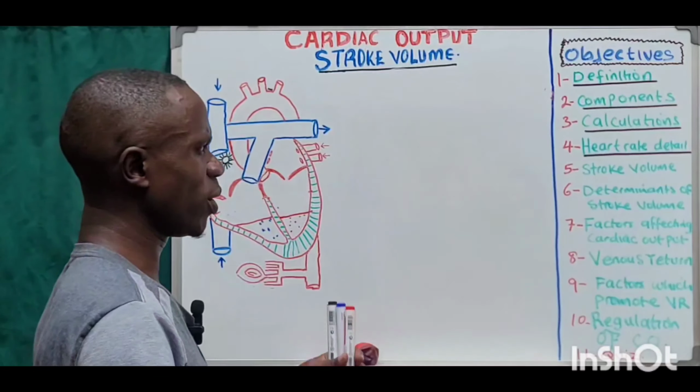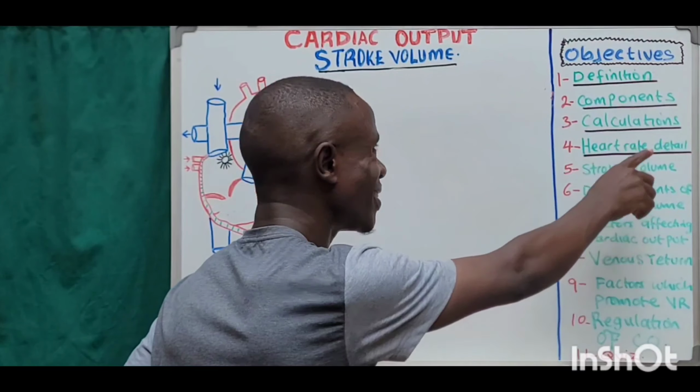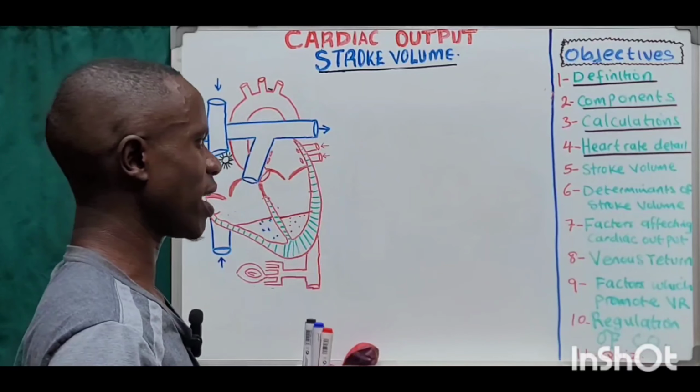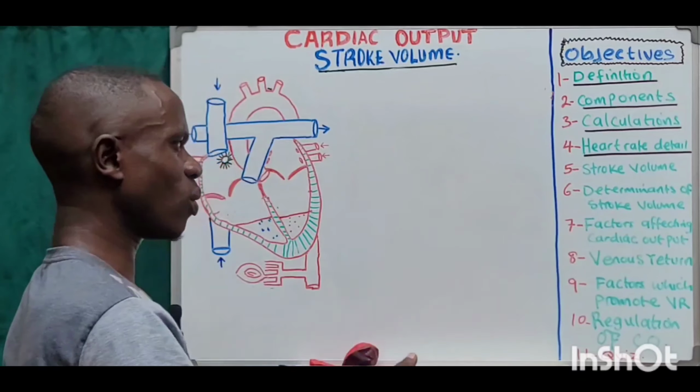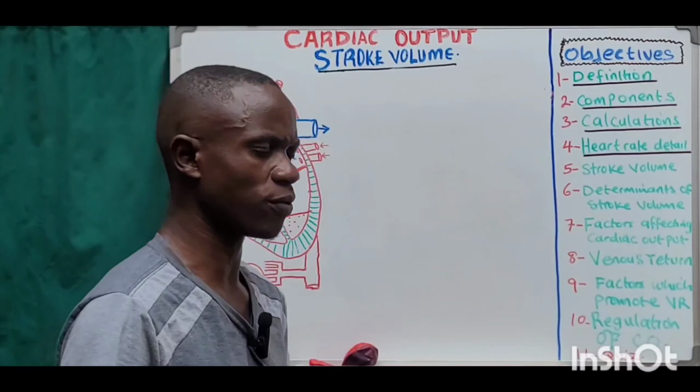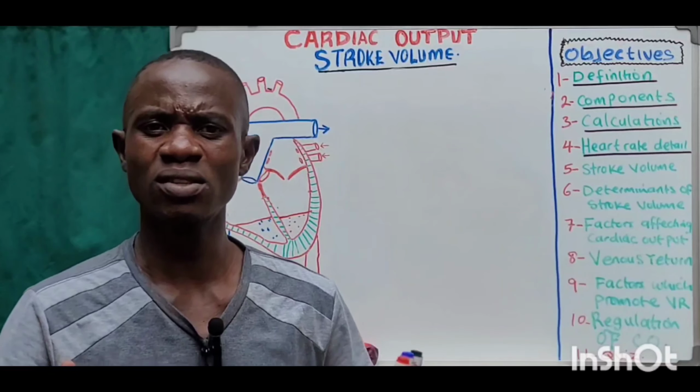So now in the previous video, we looked at the detail of heart rate as also a component of cardiac output. In this video, we are going to be looking at stroke volume. So we'll go ahead and look at the determinants of stroke volume. Now, we need to first understand what is stroke volume.